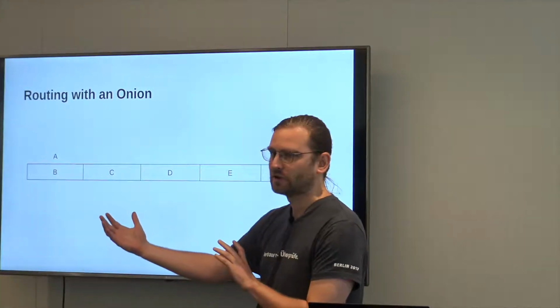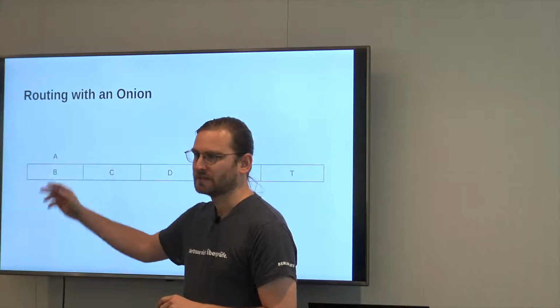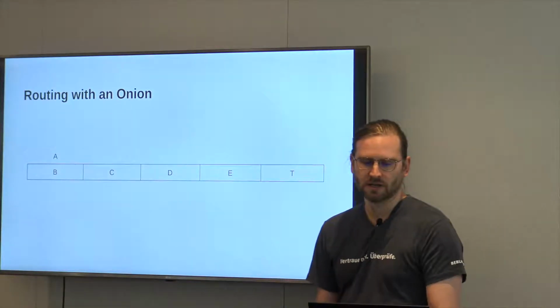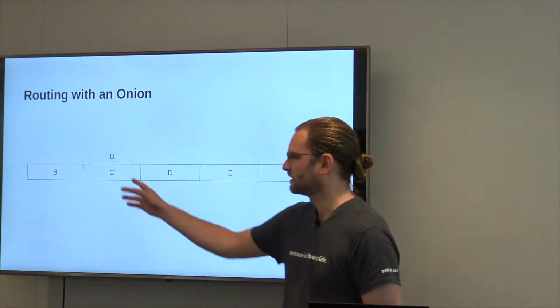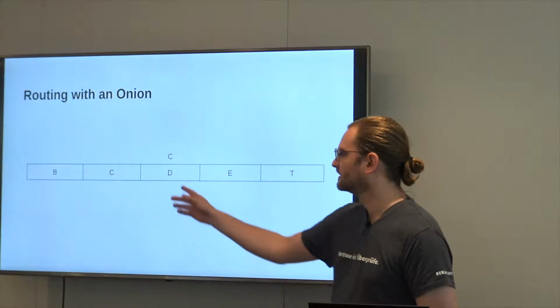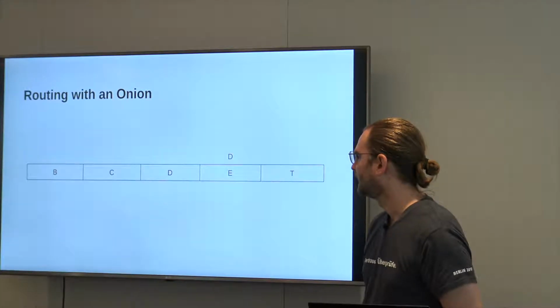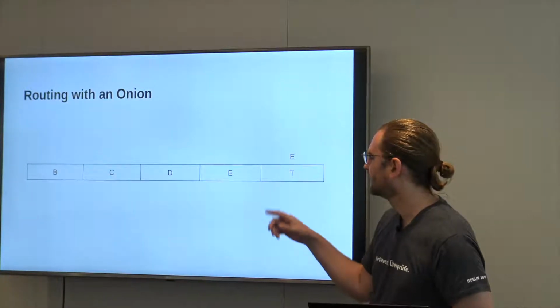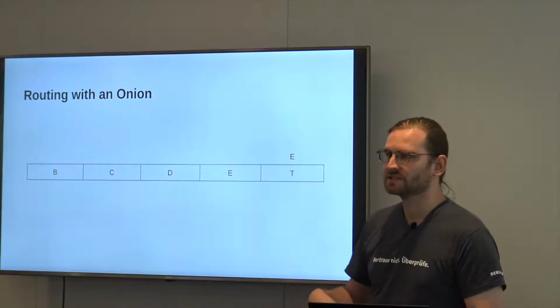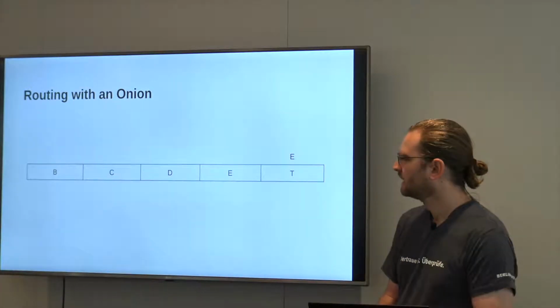addresses, or list of hops, and A sees that, okay, the next hop is B. So B comes along and sees, oh, the next hop is C. C comes along, sees, okay, D is the next one, and E, and once E gets it, we have this. This is a terminal node. No need to forward it anymore.